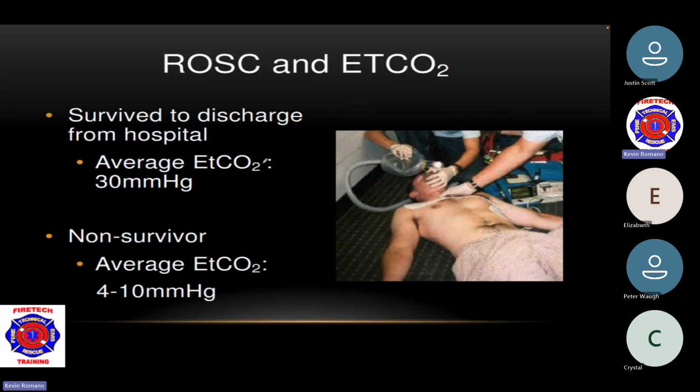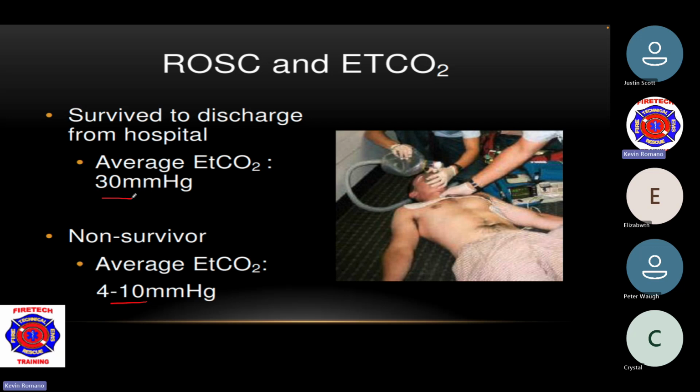So survived to discharge from hospital, the average end tidal was 30. Non-survivor, between 4 and 10. So if you get to a cardiac arrest and it's greater than 10, but the average is about 30 throughout your whole entire cardiac arrest, the chances of them walking out of the hospital are very, very high, unless there's something else that happened with it.